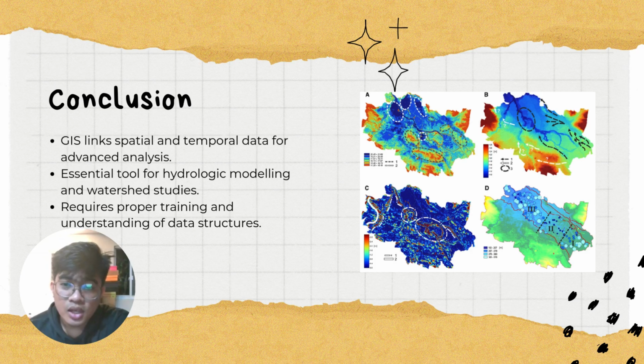In conclusion, GIS is a transformative tool for hydrology. It links spatial and temporal data, enabling us to model watersheds, map floodplains, and analyze runoff. With its ability to visualize and analyze complex data, GIS has become indispensable in addressing hydrologic challenges. However, its effectiveness depends on proper training, high quality data, and an understanding of its limitations. GIS is not just a tool, it's a bridge between data and decision making.